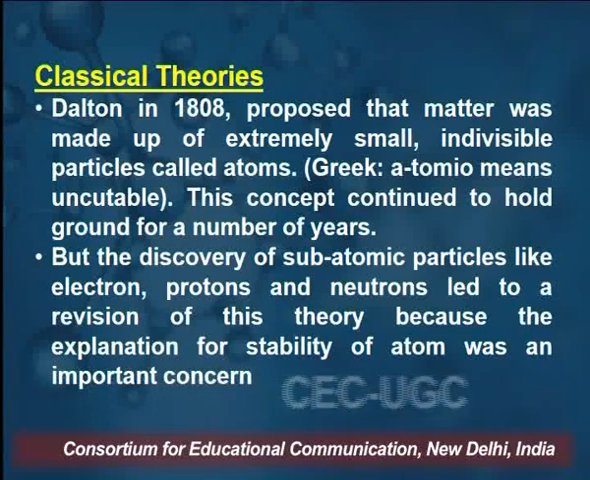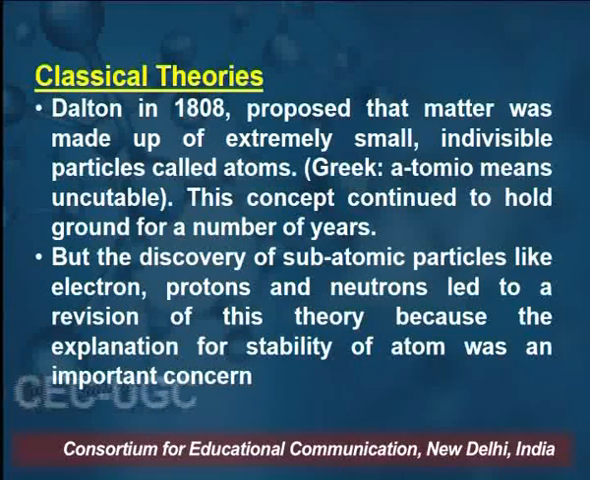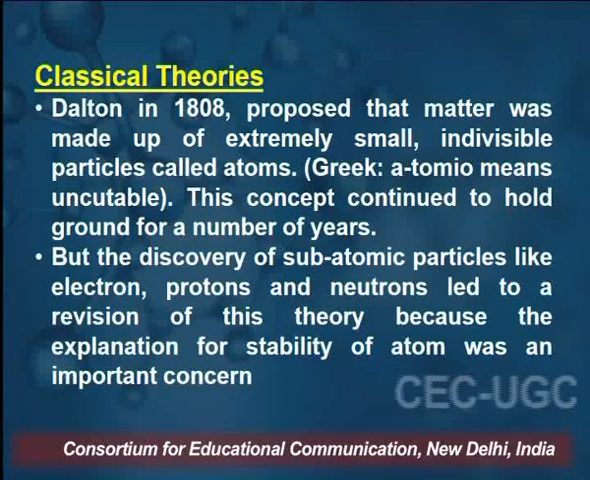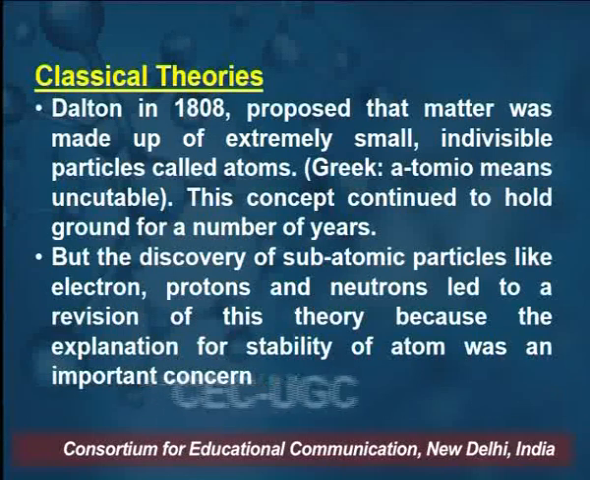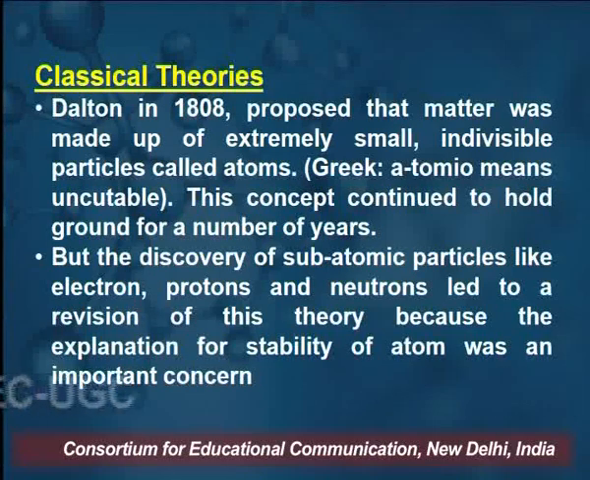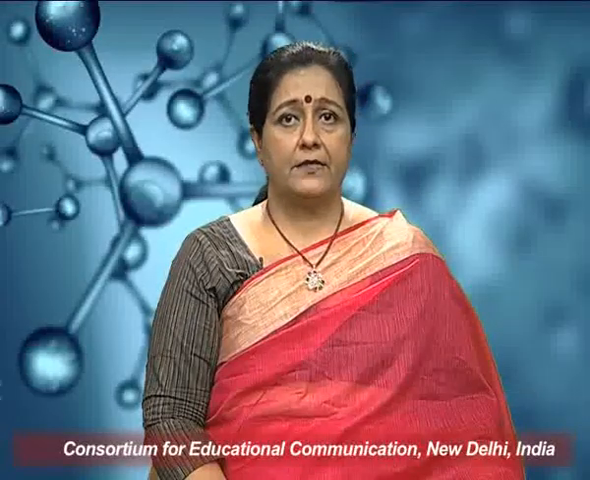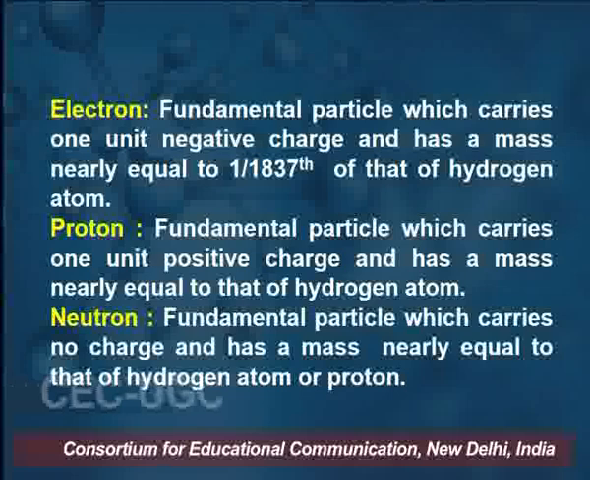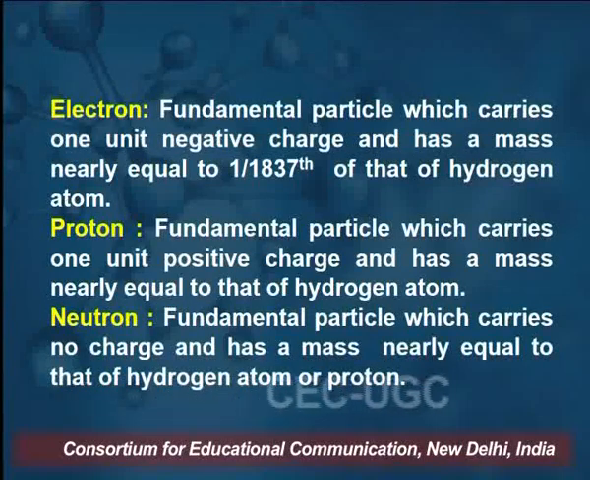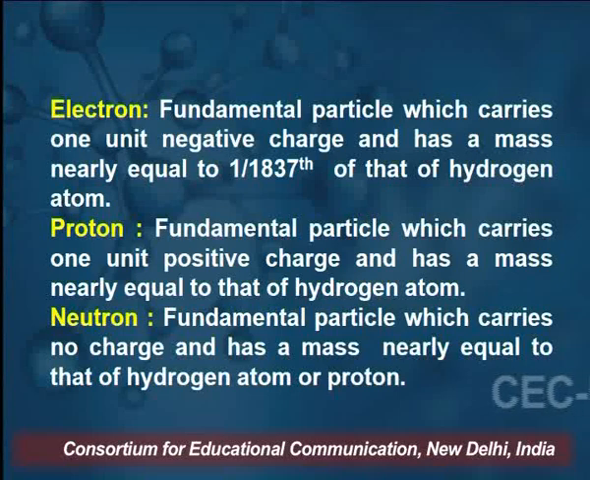But the discovery of subatomic particles like electron, protons and neutrons led to a revision of this theory because the explanation for stability of atom was an important concern. Electron is the fundamental particle which carries 1 unit negative charge and has a mass nearly equal to 1/1837 of that of hydrogen atom. Proton is the fundamental particle which carries 1 unit positive charge and has a mass nearly equal to that of hydrogen atom.